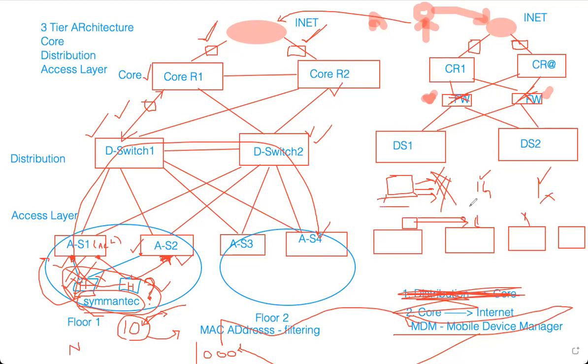Tell me which one is more secure? Whitelisting. Yeah, whitelisting is more secure because we are blocking everything. Initially, we'll block everything. We allow what we really need. So we can do that.